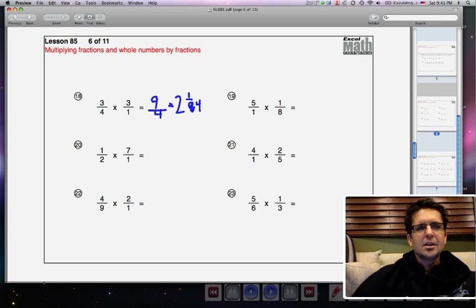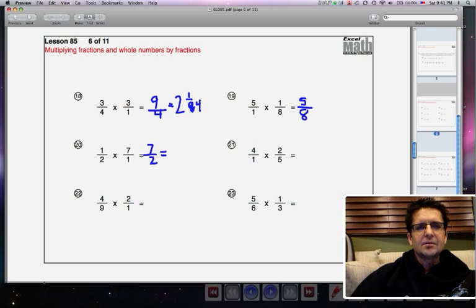All right, and number 19, 5 times 1 is 5. 1 times 8 is 8. Cannot simplify 5/8, so that is the answer. 1 times 7 is 7. 2 times 1 is 2. And I can simplify that because that's an improper fraction. 7 divided by 2, 2 goes into 7 3 times, remainder 1, 3 1/2.